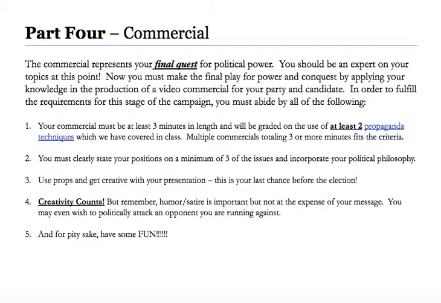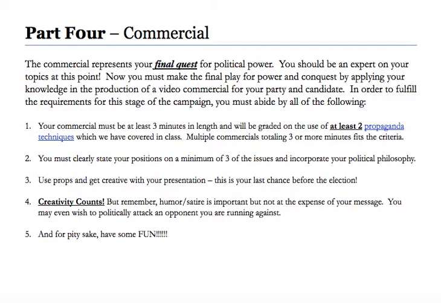So you're an expert on your topics at this point. You have to then convince people why you are the best and the others are not. Again, some of the requirements here are as follows. First, your commercial must be at least 3 minutes in length and will be graded on the use of at least 2 propaganda techniques. Okay, so we're going to cover these right now. You could have multiple commercials that total 3 minutes.